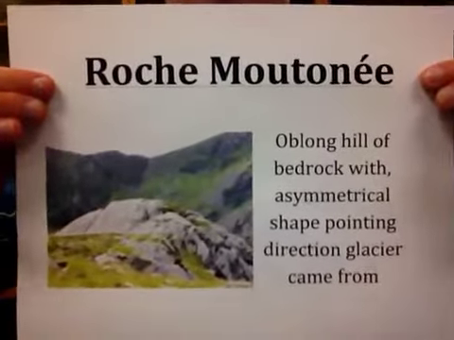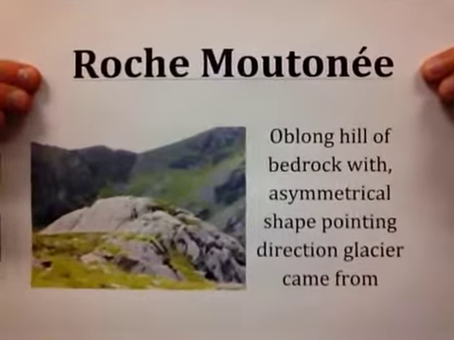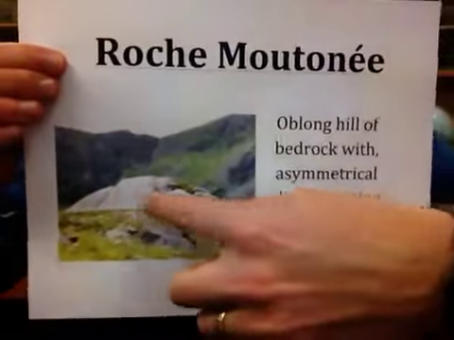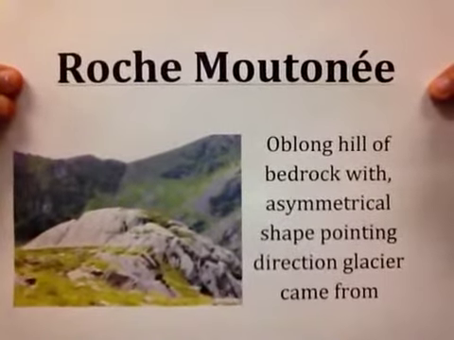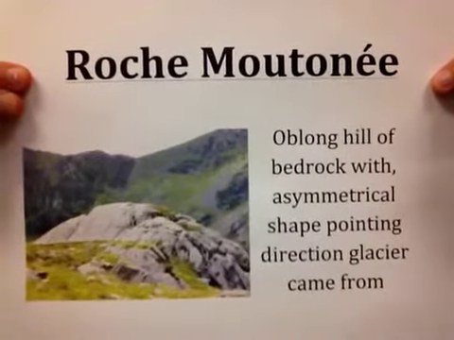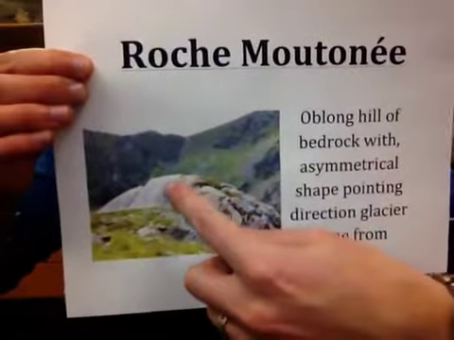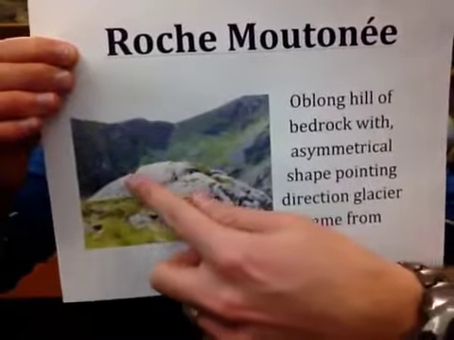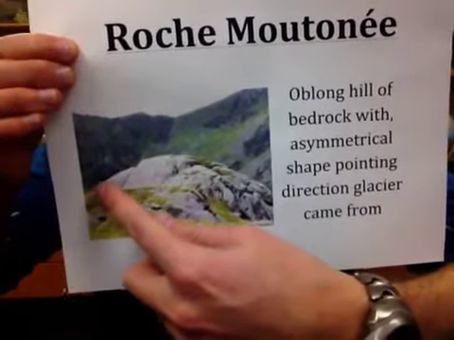The last glacial erosional feature that we're going to talk about in this video, there are several more that we haven't covered, is called a roche moutonnée. A roche moutonnée is an oblong hill of bedrock we can see here sticking out in the foreground of this photo. It is asymmetrical in shape and it points the direction the glacier came from. So for a roche moutonnée, you have a shallow side to it that is very polished and smooth. That is the side that the glacier was flowing from.